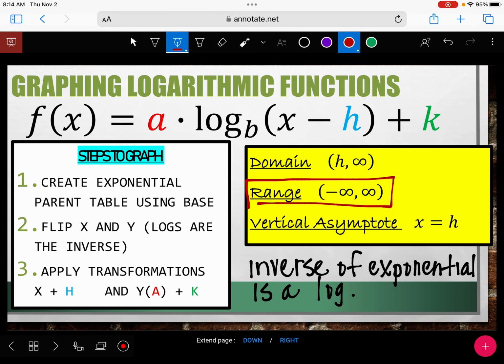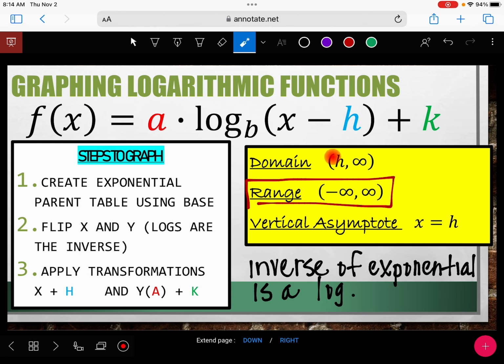Instead of having a horizontal asymptote, we have the opposite. The opposite of a horizontal asymptote would be a vertical asymptote. Notice that these two are controlled by h. So your vertical asymptote will always be at x equals h. And your domain will be from h to infinity. Because there's a wall, the graph cannot extend all the way to the left and the right. It depends on where we draw our wall. That's going to determine where our domain begins.